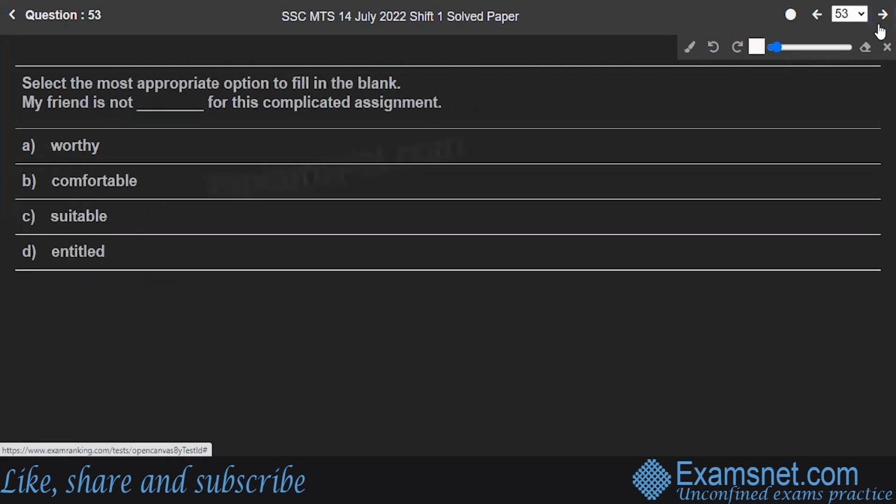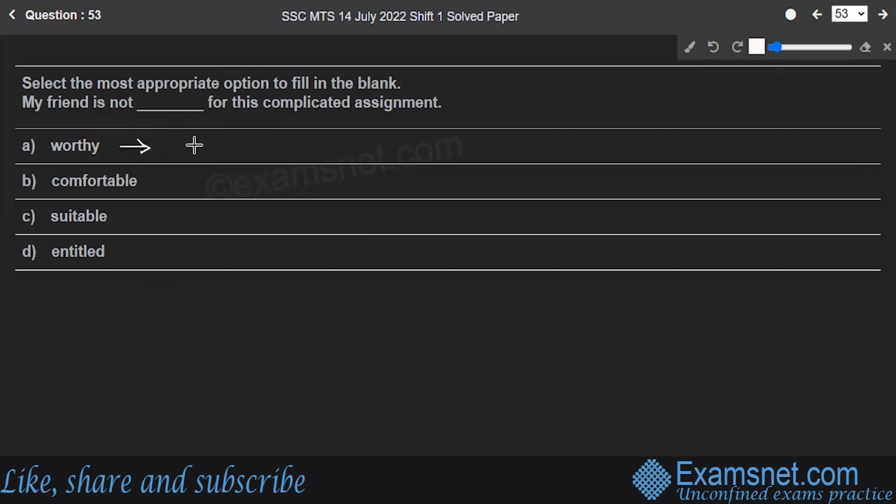Hope you're clear. Next is question number 53. It says select the most appropriate option to fill in the blank. My friend is not dash for this complicated assignment. Worthy, comfortable, suitable, or entitled. To answer the question, let's look at the meanings of the words and then we will find out which is the best suitable to fill in the blank.